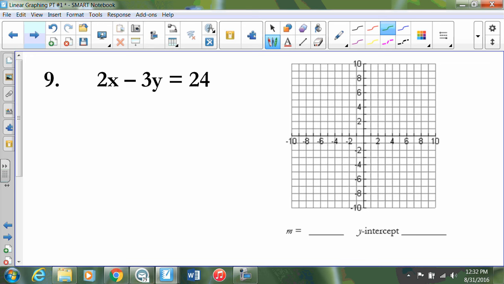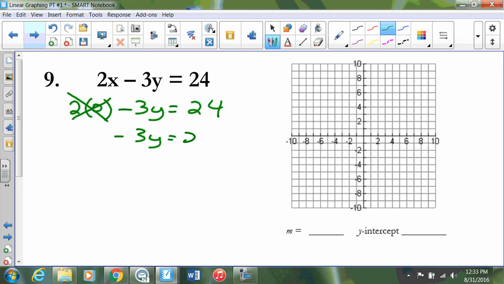If I go ahead and set x equal to 0, that means I'm going to be able to find the y-intercept. Because watch what happens if we plug 0 in for x. It goes away. 2 times 0 is 0. And then all we have left to do to solve is divide both sides by -3. And so I'll get y equals -8. So I go to the y-axis, I find -8, and there's my dot.